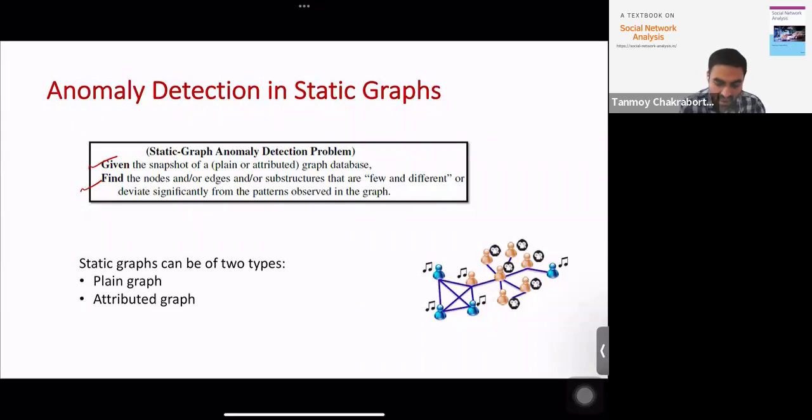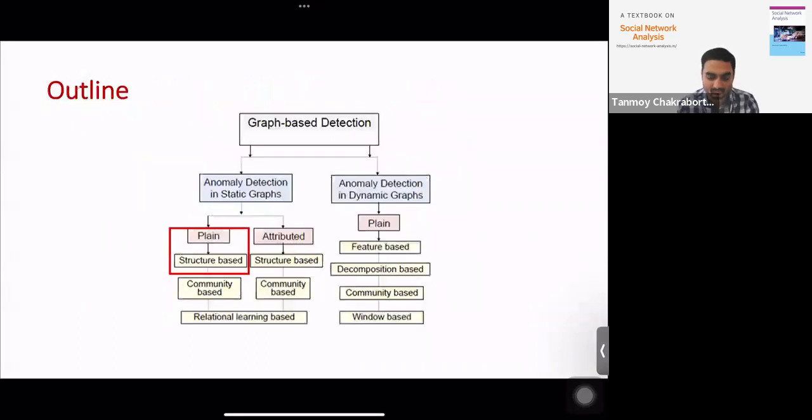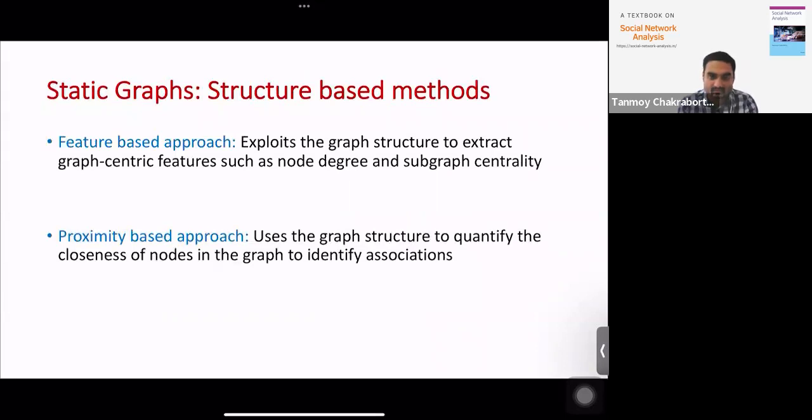Okay, and we look at plane graph and attributed graph. So let's first start with the static approach for plane graph, the structure-based approach for plane graph.